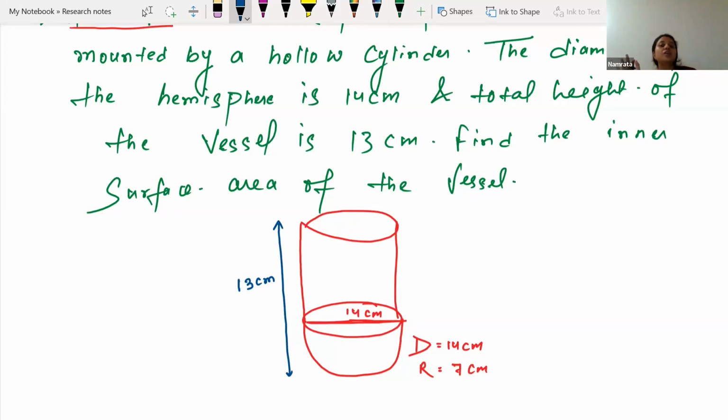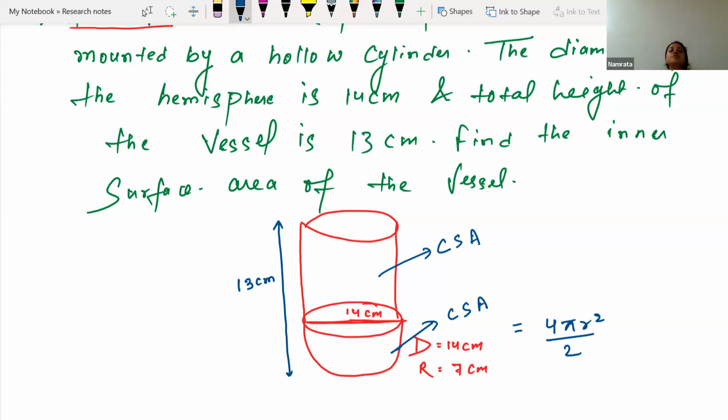is no circular region. So obviously we are just going to think about the curved surface area, not the total surface area. Okay. Now, curved surface area of what? Curved surface area of this one and curved surface area of this one. That's it. So for curved surface area of a hemisphere, whatever formula is there for a sphere, that by 2. So for a hemisphere, curved surface area, 4 pi r square by 2. R we know.